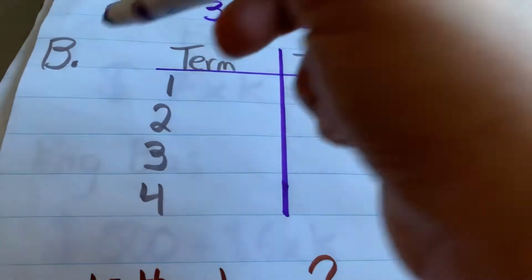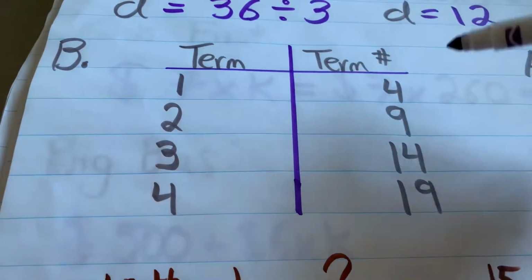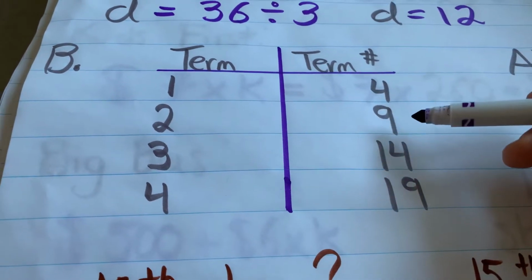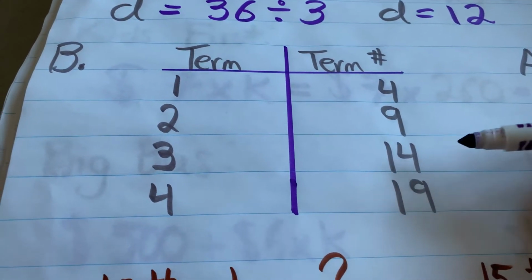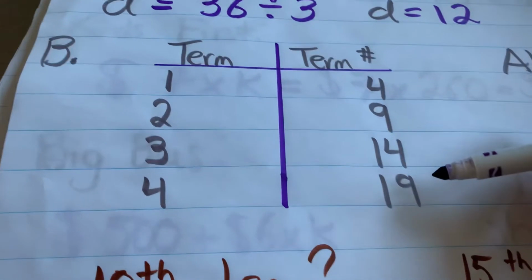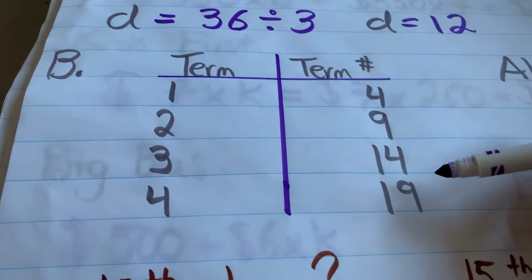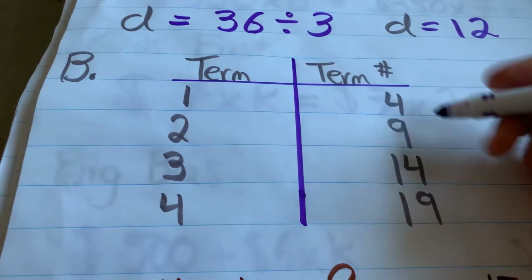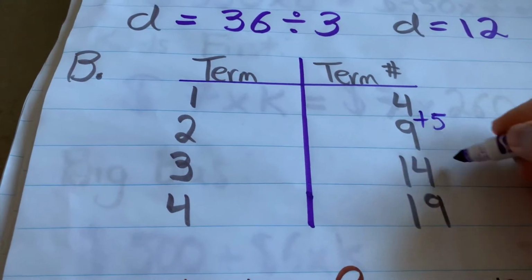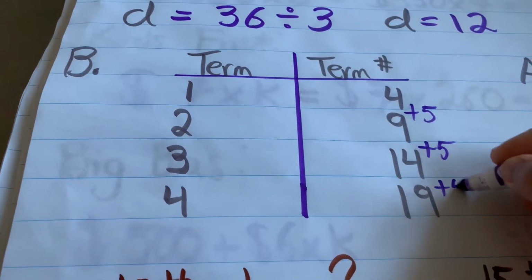So in that case, because we can't seem to figure out the pattern going across the chart, let's look at the common difference going down the term numbers. 4 to 9, 9 to 14, 14 to 19. Well, we can see that those numbers are increasing. They're getting bigger. And now we just need to make sure we know what they're increasing by. Well, 4 to 9, that's plus 5. 9 to 14, plus 5. 14 to 19, plus 5.